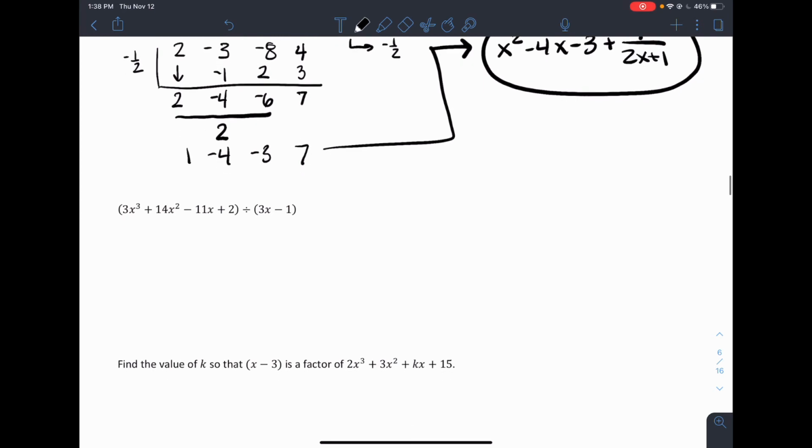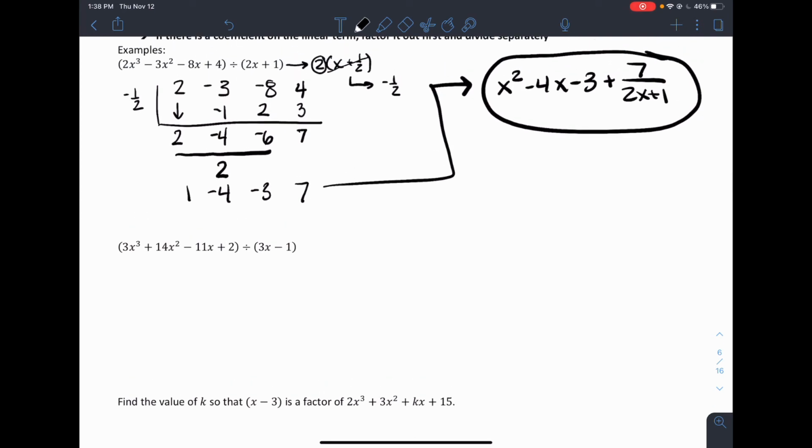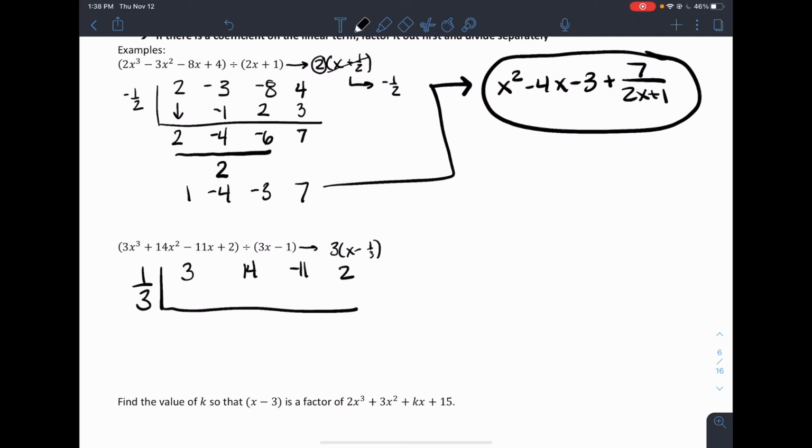Let's try that again. 3x minus 1 will be 3 times x minus a third. So the number I'm going to use on the outside of my synthetic division is a third. And my coefficients are 3, 14, negative 11, and 2. I drop the 3. A third times 3 is 1. I add those, that's 15. A third of 15 is 5. Add those, that's negative 6. A third of negative 6 is negative 2, and that's 0.